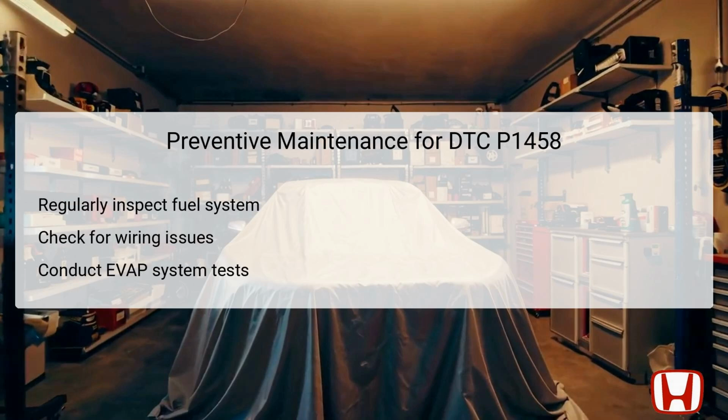To mitigate the risk of encountering DTC P1458 in the future, implementing preventive maintenance strategies is paramount. Regular inspections of the fuel system, including an assessment of the FTP sensor and associated wiring, will help identify potential issues before they evolve into significant problems.